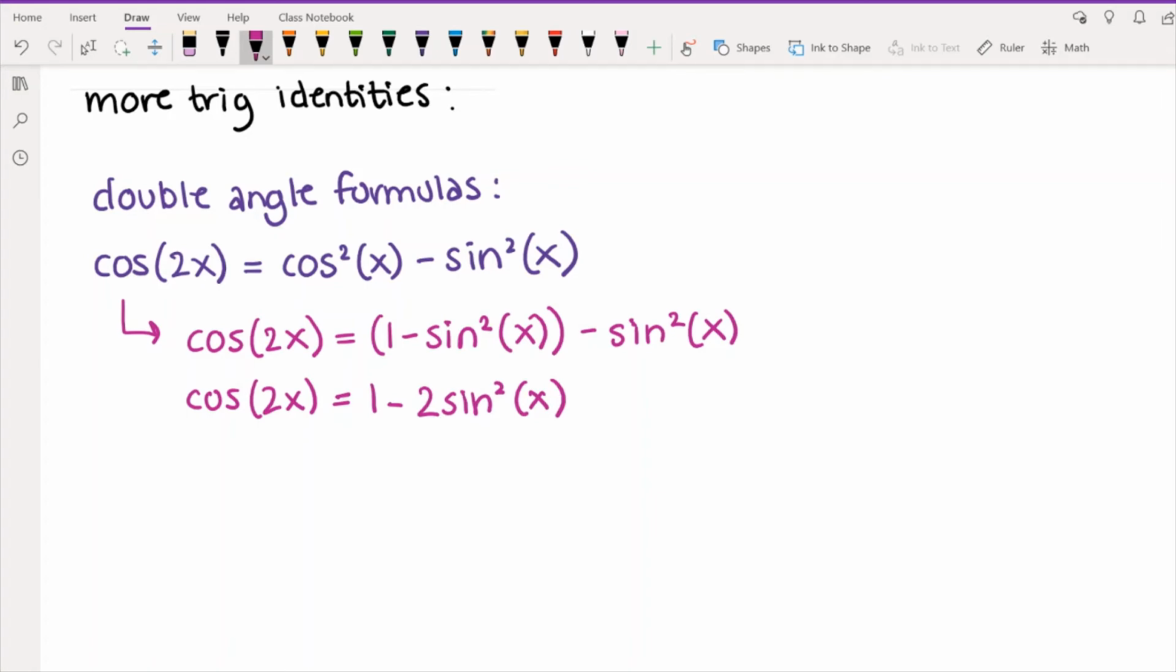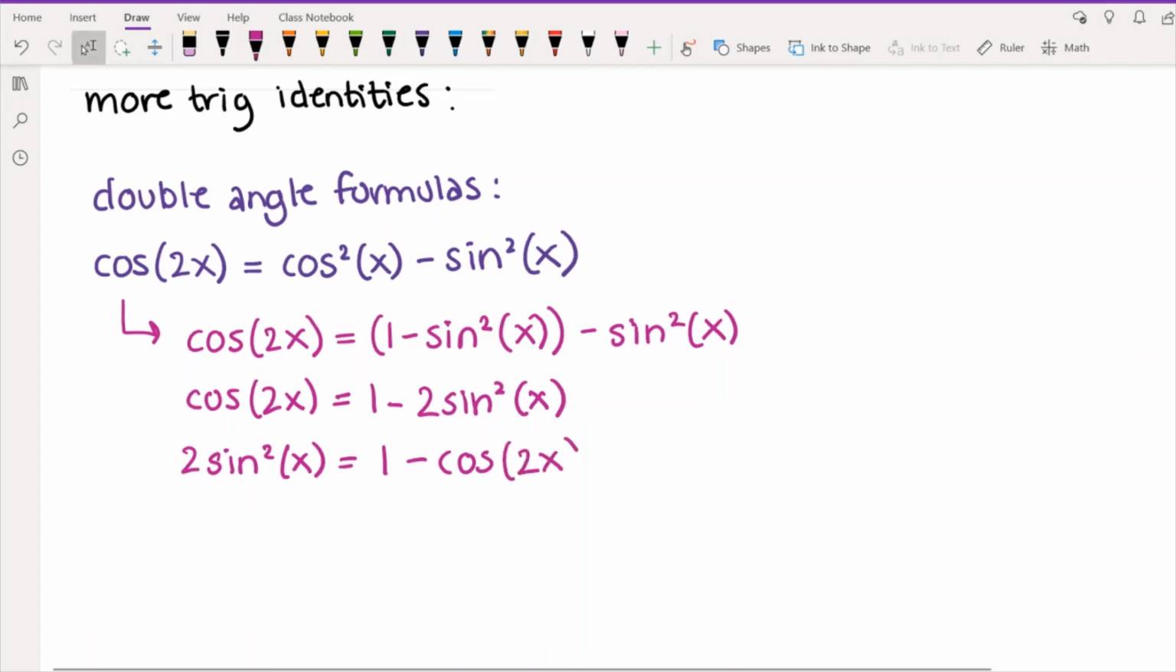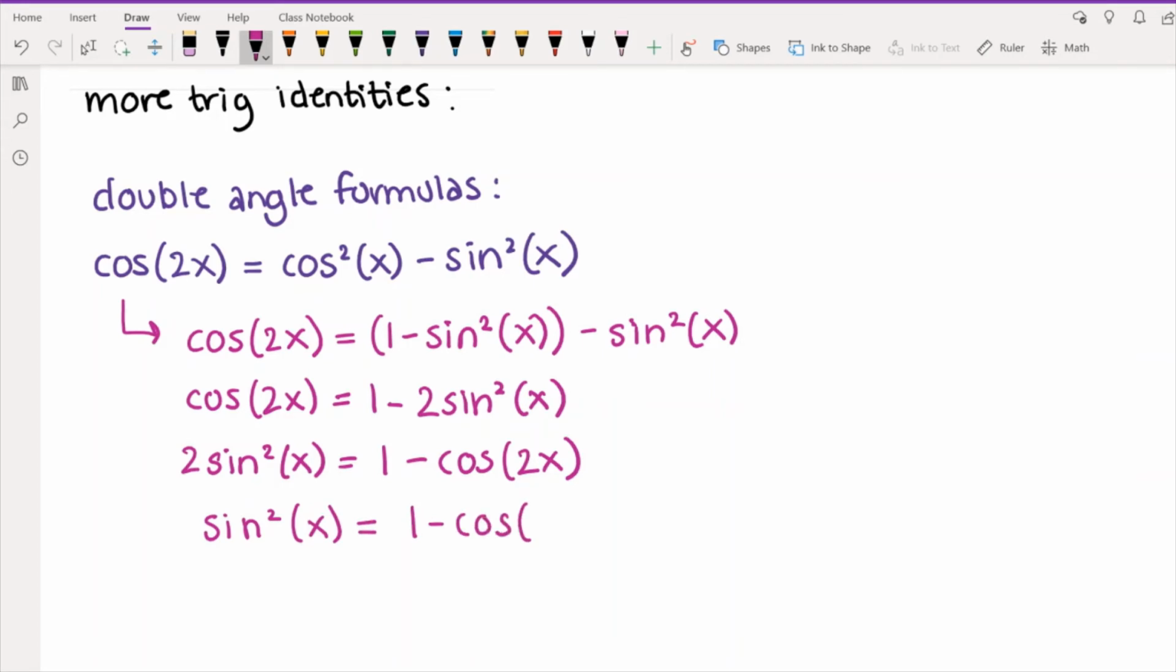So I want to take this equation and now solve it for sine squared. And so what would that look like? Well, first let's add sine squared to the other side. Let's basically flip the order of things, right? So I'm going to add 2 times sine squared of x to both sides. And then that means we have 1 minus cosine of 2x. And so from here, if we divide both sides by 2, we get sine squared of x is equal to 1 minus cosine of 2x over 2.